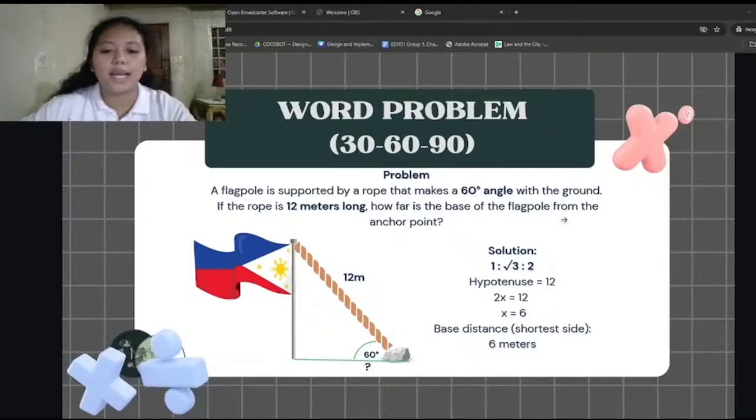The shortest side is half the hypotenuse. So if the rope is 12 meters, we just cut that in half to get the distance we need. 12 divided by 2 is 6. So the anchor point is 6 meters away from the base of the flagpole. So even though the angle here is 60 degrees, we just find the 30-degree angle and use our half the hypotenuse trick.